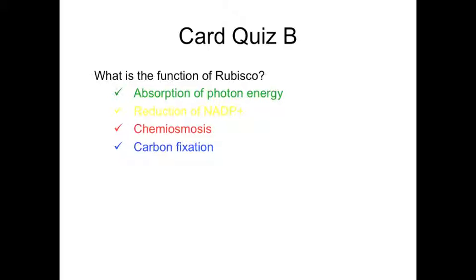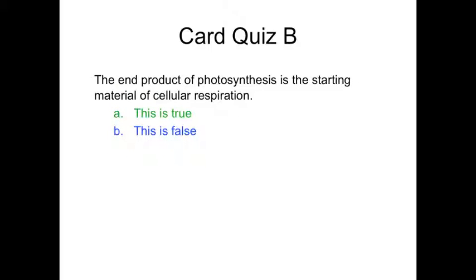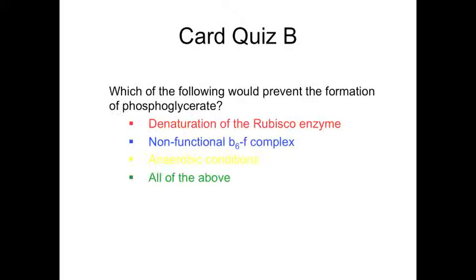What's the function of Rubisco? Where could a botanist expect to find C4 plants? The end product of photosynthesis is the starting material of cellular respiration. Is this true or false? Which of the following prevent the formation of phosphoglycerate? That is PGA.